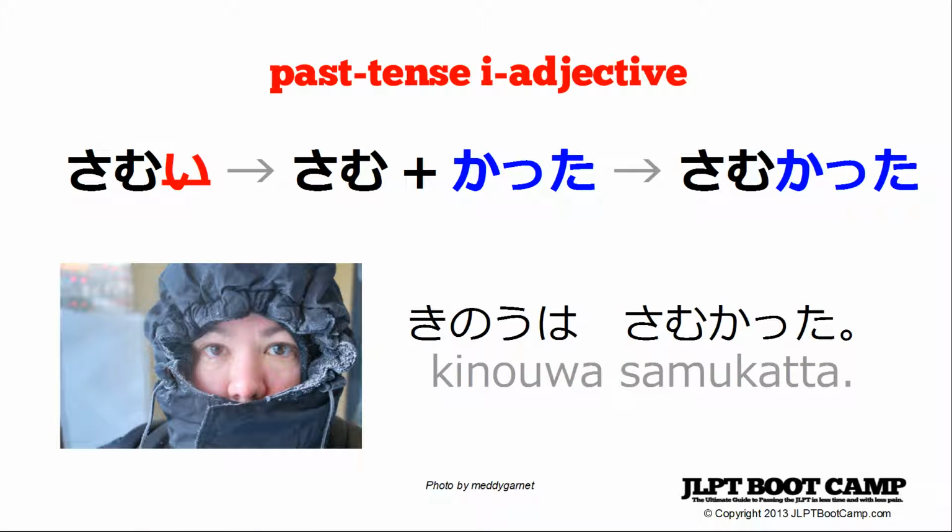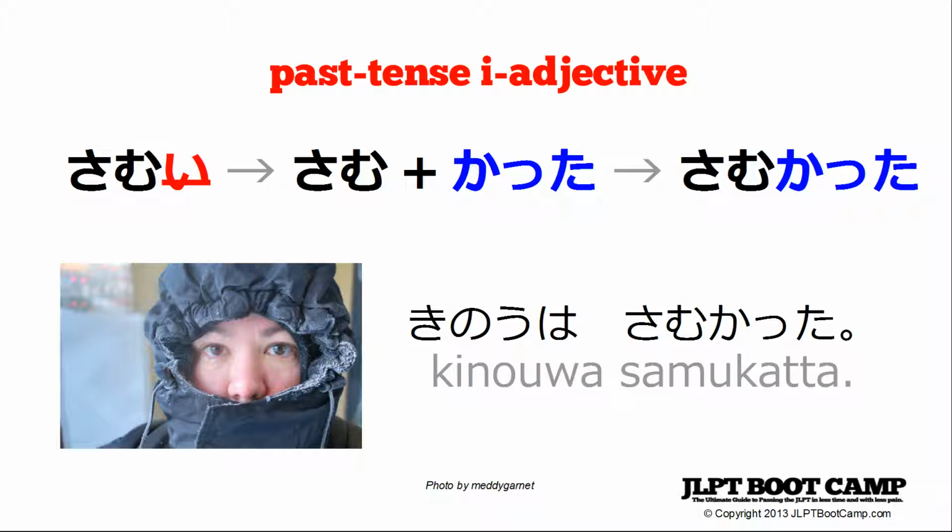For example, Kinowa samukatta. And this is really easy to make. Basically, you take an e adjective, you cut off the last e kana, and you replace it with kata. And you get the simple past tense of the e adjective. This is casual, used in conversation. You would use this with your friends and possibly some close coworkers after hours, or maybe even at work, but not with your boss or with clients or whatnot.